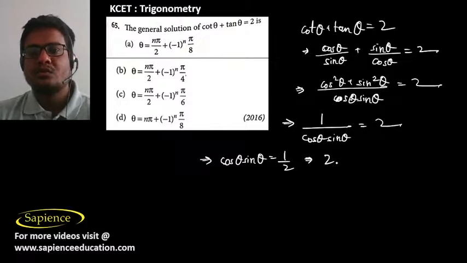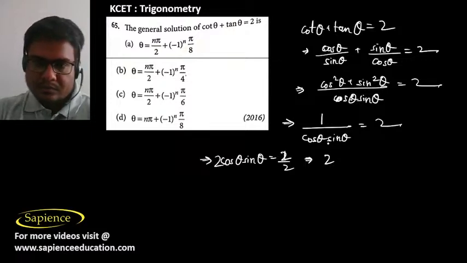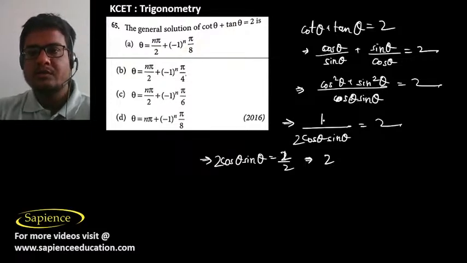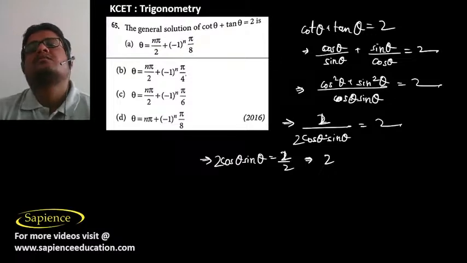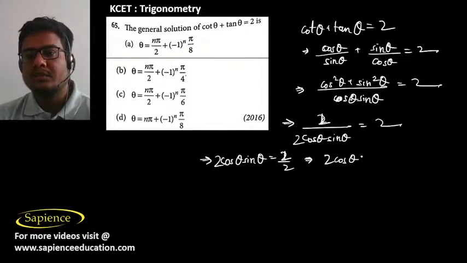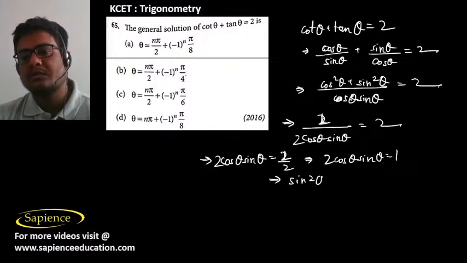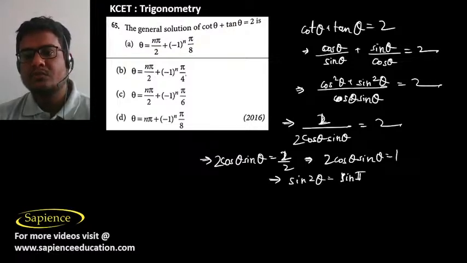So we can multiply and divide by 2. So 2 cos theta sin theta is equal to 1. It means sin 2 theta is equal to 1. So 1 means it is sin pi by 2.